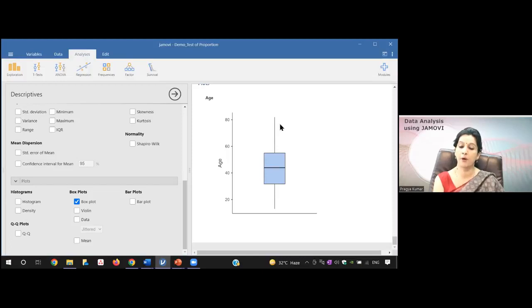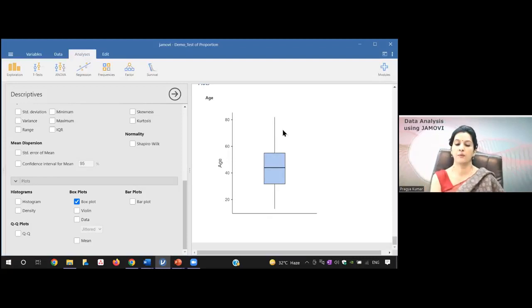So depending upon the range of values, this length of whisker changes. That means this shows that the values lower than quartile 1, it is going higher. That means its range is higher than the lower one. If we take maybe 100 observations and arrange them in ascending order, the maximum length of this whisker goes to 1.5 times the interquartile range.